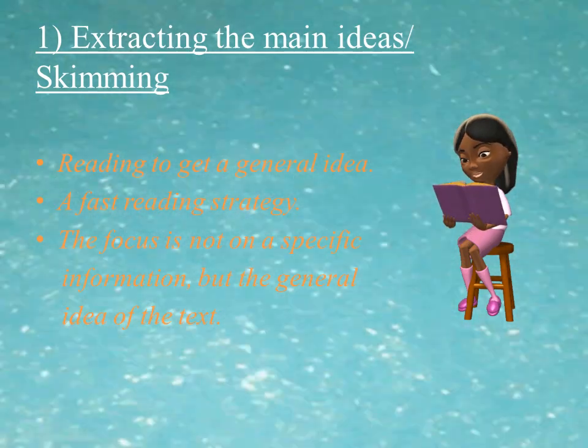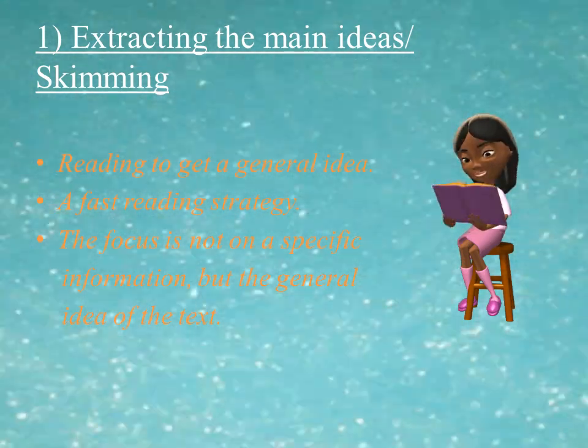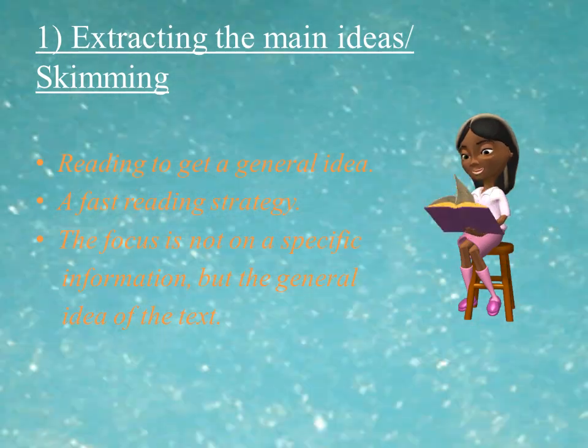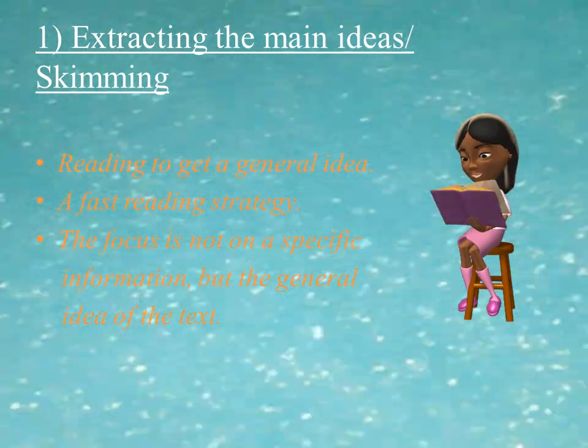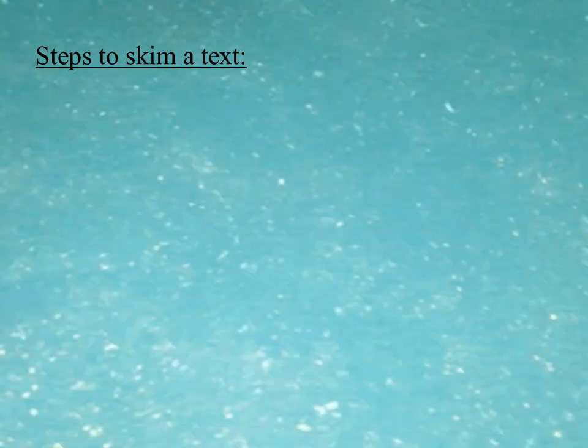If you are reading the newspaper without keeping in mind any specific information to look for, it means you are skimming the newspaper. While skimming, the reader does not go through each and every line. So how do you skim a text?